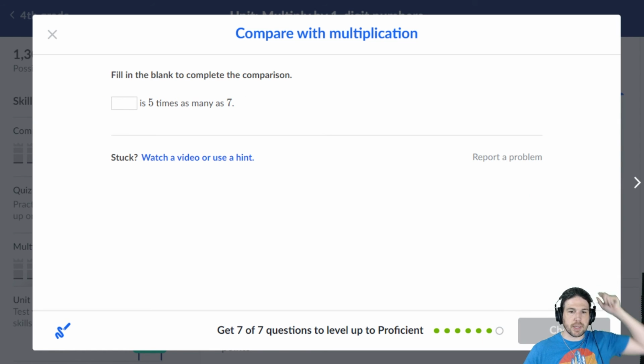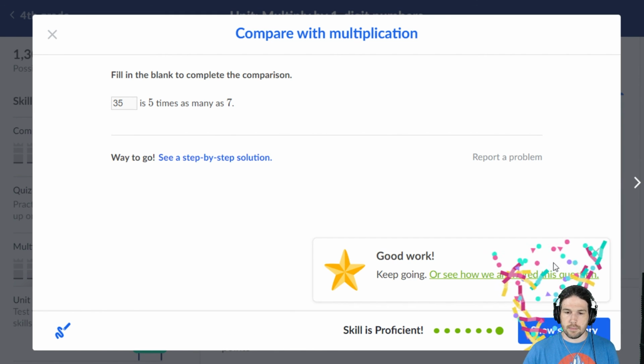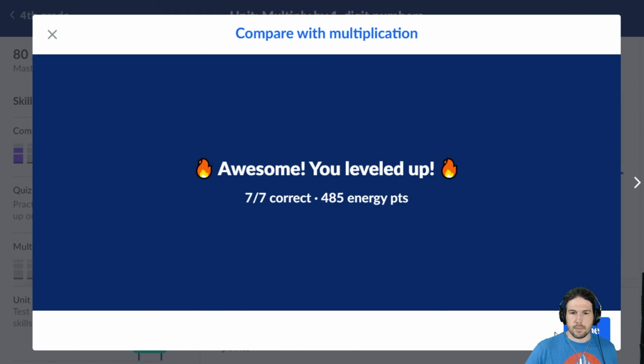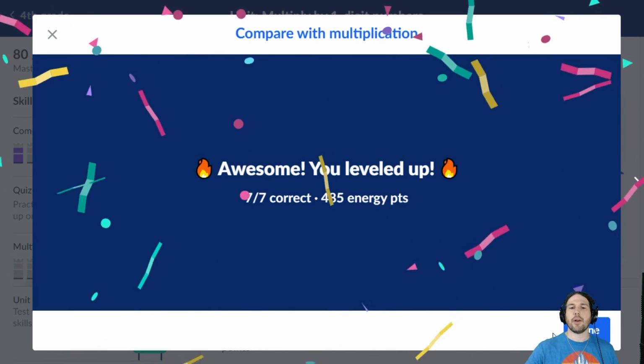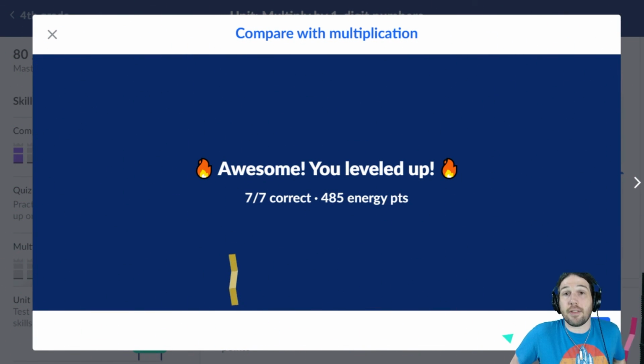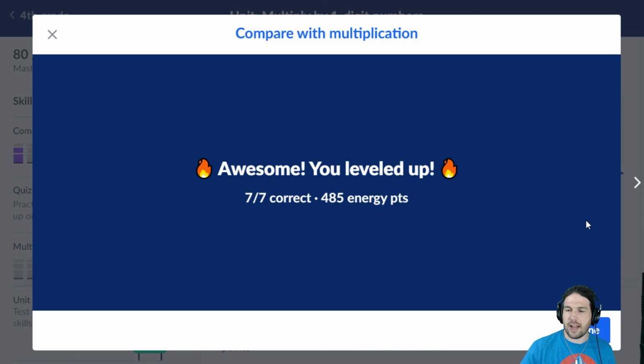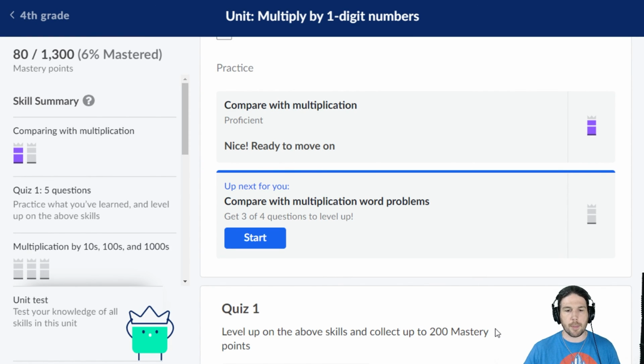Fill in the blank to complete the comparison. 35 is 5 times as many as 7. That is comparing with multiplication. I feel like now that we're beyond the 4 or 5 digit subtraction stuff, we are going to pick up some steam. Compare with multiplication word problems. Let's go.